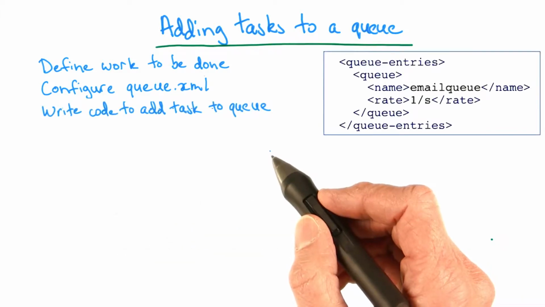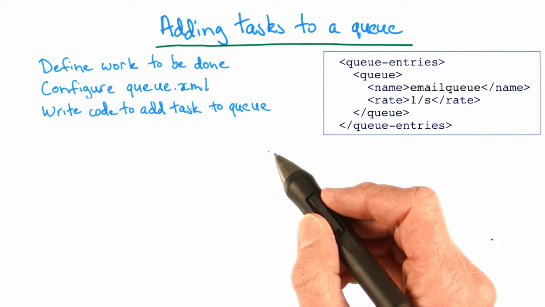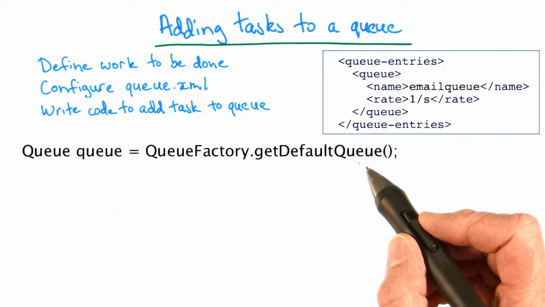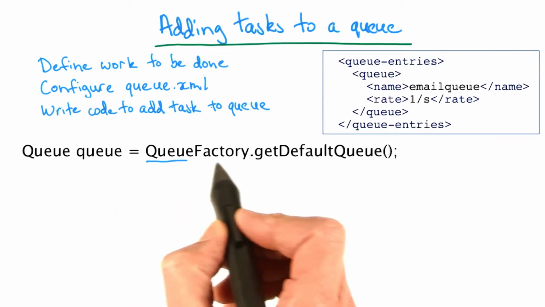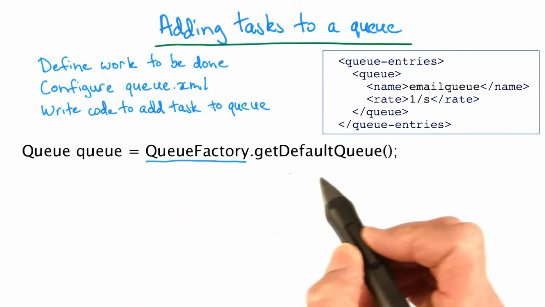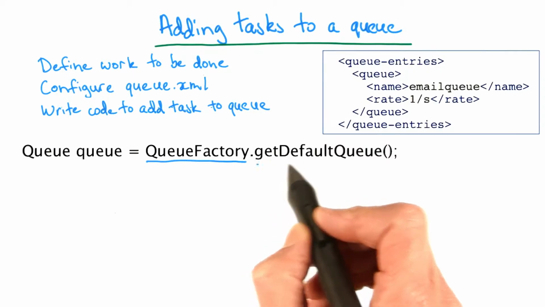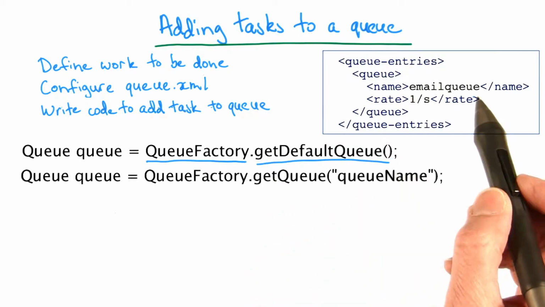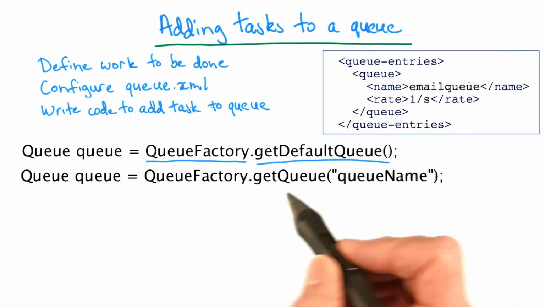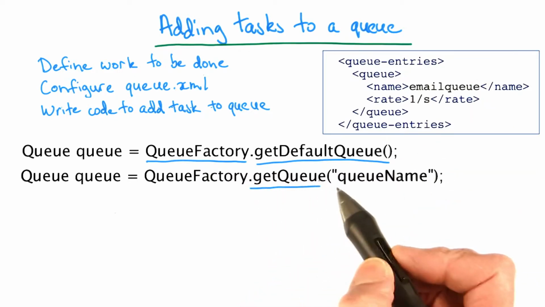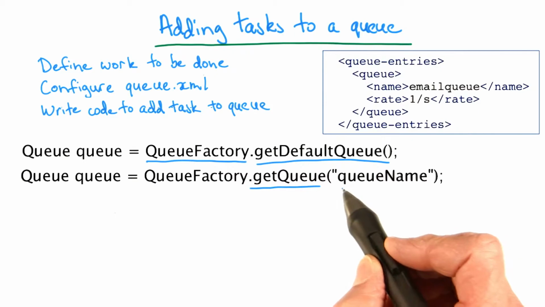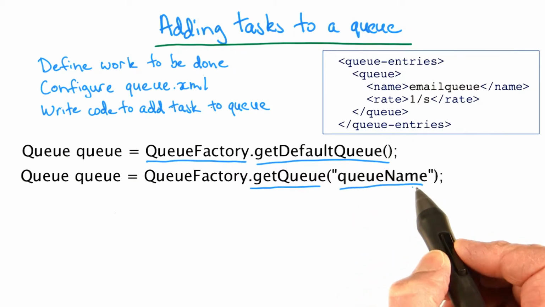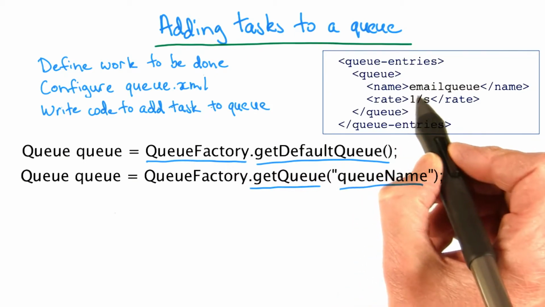And then you're going to need to write the code to add the task to the queue. You need to start by getting the queue, and you use the queue factory to get a queue. If you want the default queue, then you just call getDefaultQueue on it. If you've configured a queue in queue.xml and you want to use that queue, then you call the getQueue method on queue factory, passing the queue name, where the queue name is the name from queue.xml.